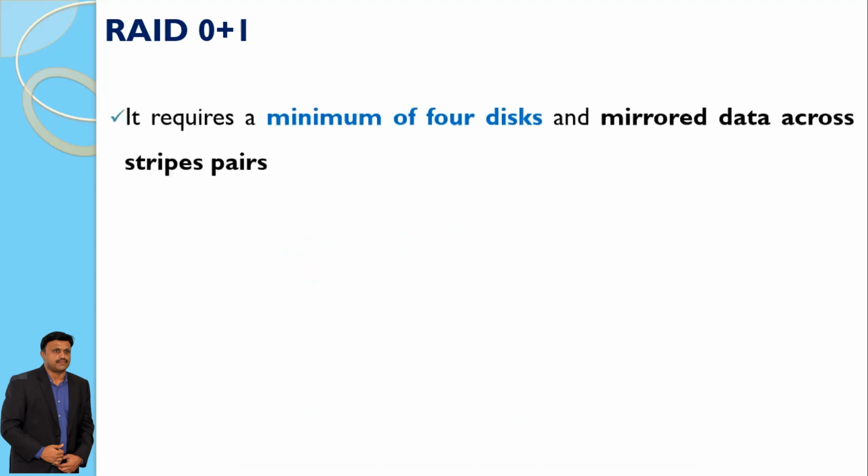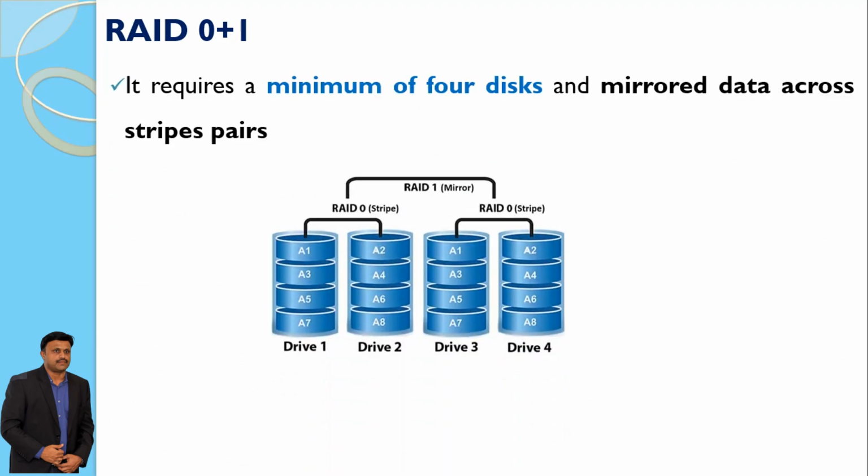RAID 0+1 requires a minimum of 4 disks and mirrors data across striped pairs. This configuration provides a balance of performance and data protection.